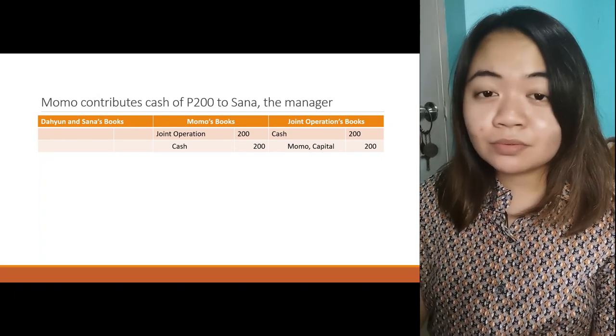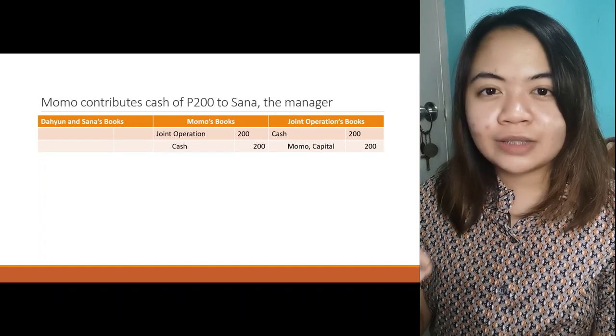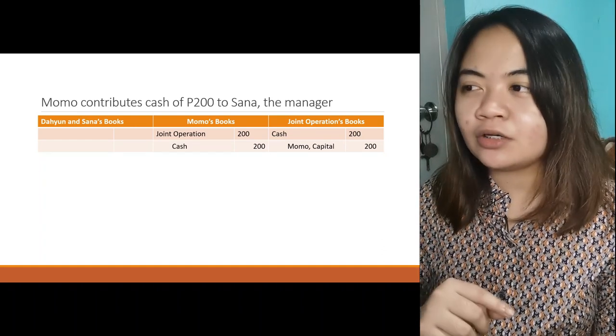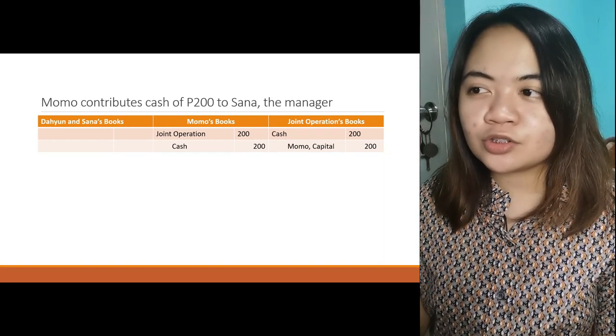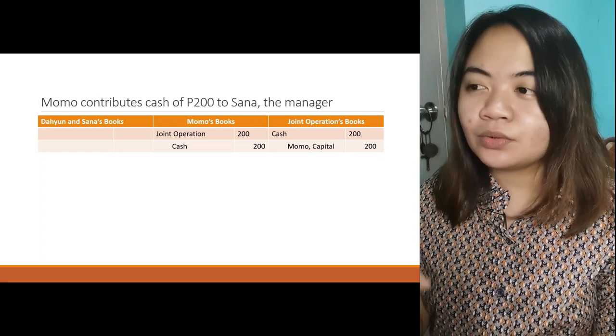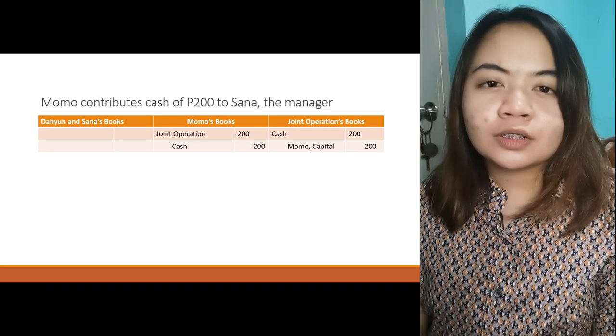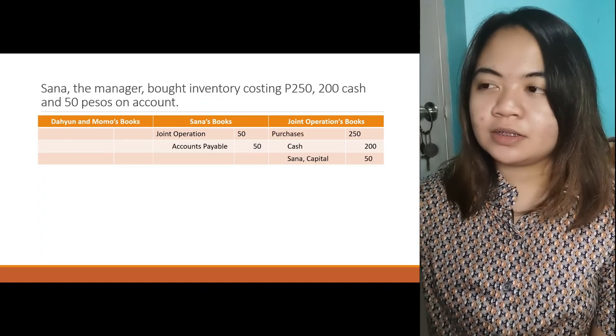Kay Dayon, kay Sana's books, wala nakalagay. Pero kay Momo's books, meron. Debit joint operation, knowing na nag-contribute siya, 200. Credit cash, nabawasan siya. Okay, sa joint operations books, debit, cash, kasi naka-receive siya ng 200. And then kay Momo, investment ni Momo Capital, invest 200,000.